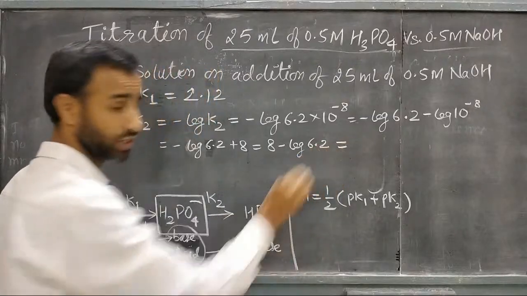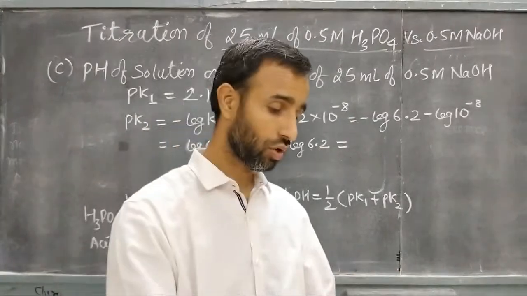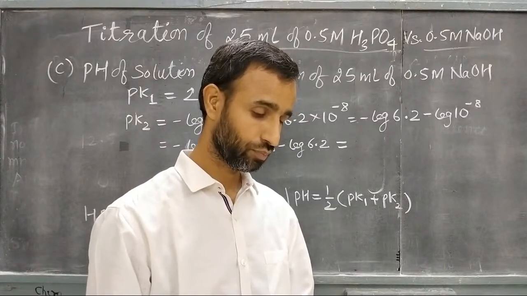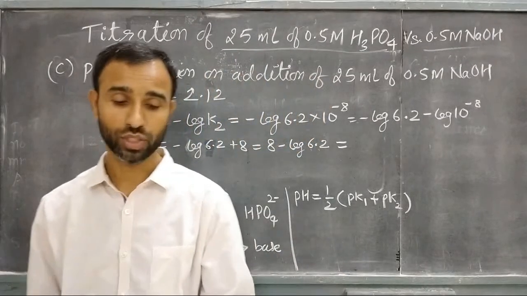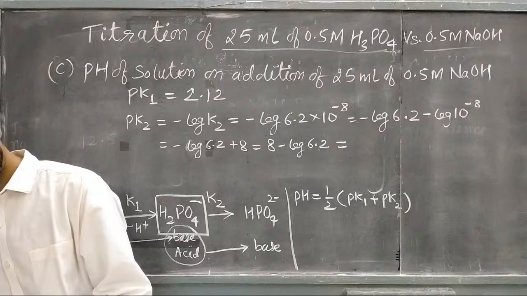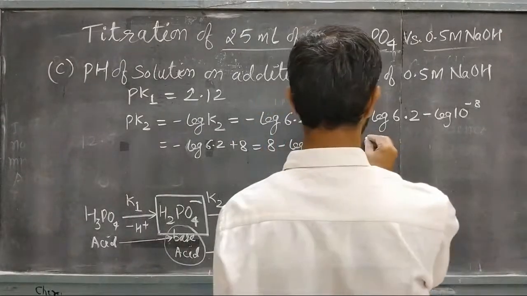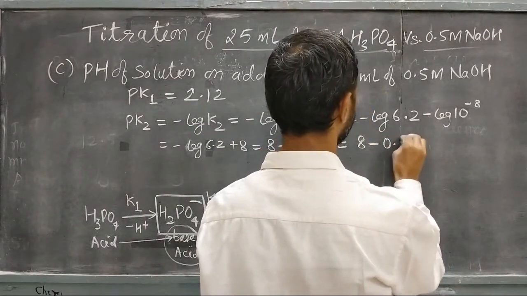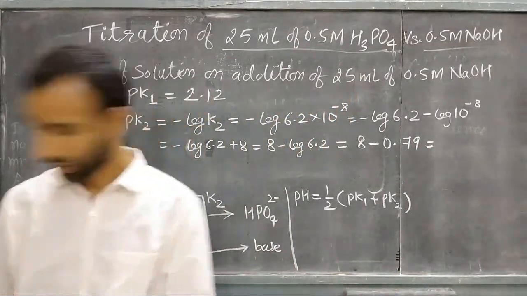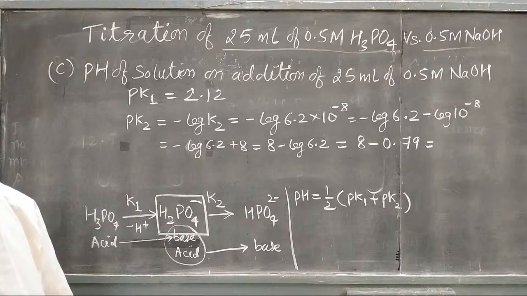What is the value of log of 6.2? It is 0.7923. Very good. So roughly 0.79. So its value comes out to be 7.21.